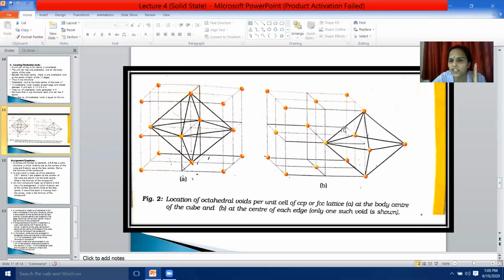Whereas at the center of each edge, only one such void is shown here. You can see at the center of each edge, a cube has 12 edges there. So at the center of each edge, one octahedral void is formed, and the contribution by a particle on the edge is equal to 1 by 4. So there are 12 edges. 1 by 4 into 12 gives you 3 atoms. So 3 plus 1 is 4, and as a result, it results in giving you 4 octahedral voids there.